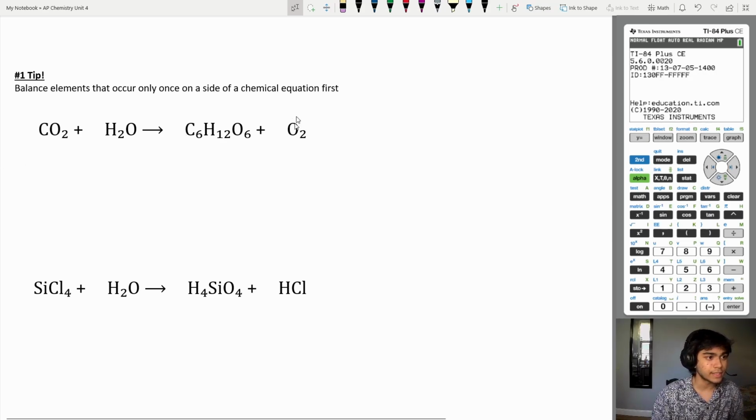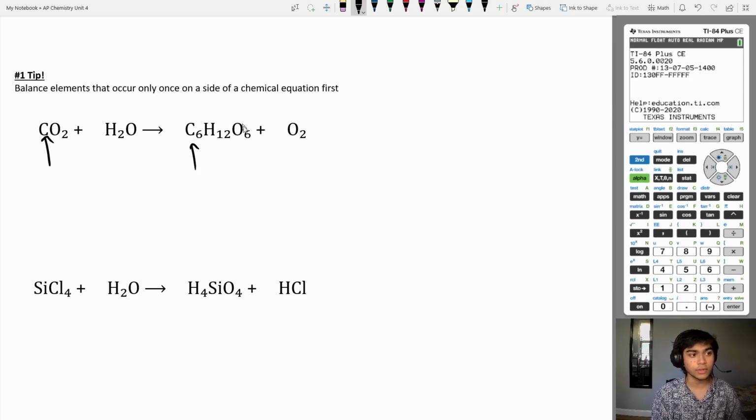Let's look at this reaction here. You have carbon dioxide reacting with water to produce glucose and oxygen. Now, what elements occur once on each side of the chemical equation? Well, carbon here has one source. It's the carbon dioxide. There's no carbon anywhere else on this side of the reaction. And on this side of the reaction, carbon occurs only once. It's in the glucose. Also, hydrogen occurs once on the left-hand side, from the water, and it occurs once within the glucose molecule.